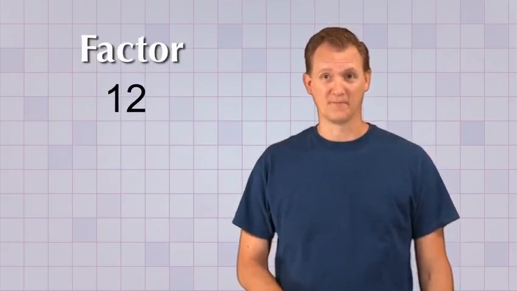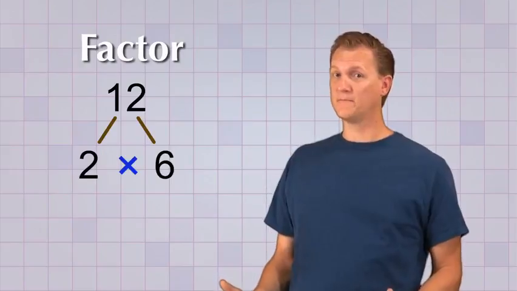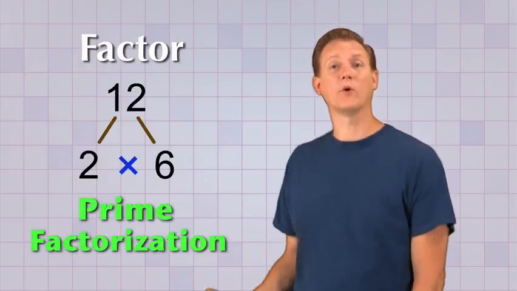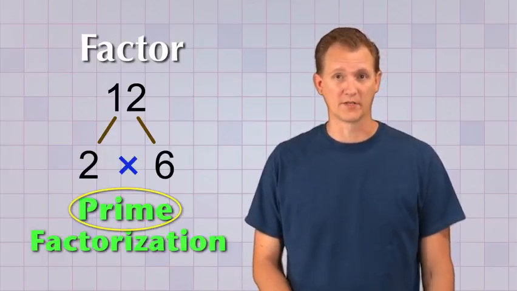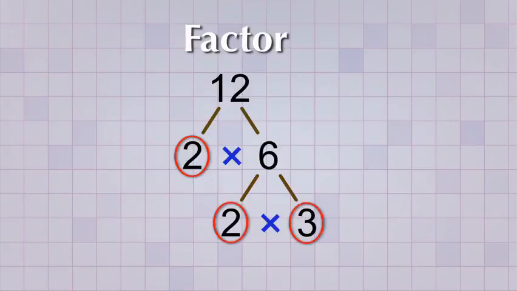So let's get started. 12 can be factored into 2 times 6. So we're done, right? Well, not yet. Because we're doing prime factorization, we need to keep going until all the factors are prime numbers. So let's see if they are. Well, we know that 2 is a prime number, but is 6 prime? No, it's not, because 6 can be factored into 2 times 3. And both 2 and 3 are prime numbers, so now we're done factoring.